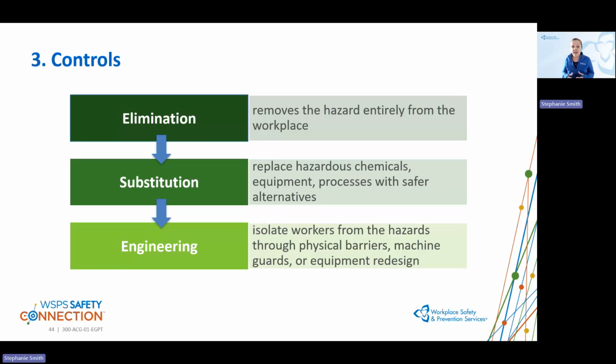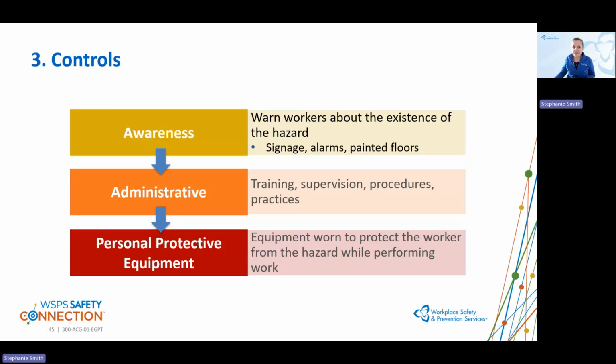Engineering controls is isolating workers from the hazard. So things like guarding or ventilation systems is isolating the worker from that hazard. Or equipment redesign. Awareness is like signage, alarms, painted floors. Admin, that's training, supervision, procedures, and practices. Or PPE, which is personal protective equipment.